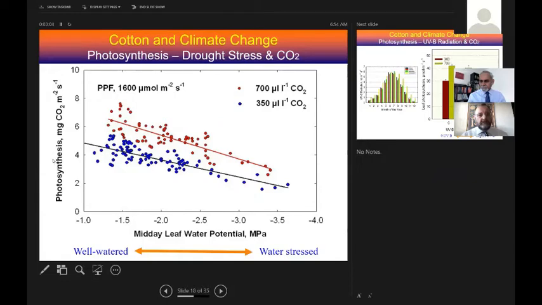And for photosynthesis, here we are looking at the cotton plant's photosynthetic response to drought conditions across a wide range of drought conditions. And the lines are parallel. Plants grown at elevated CO2 produce greater photosynthesis compared to plants grown at ambient CO2 conditions. Again, increasing the potential makes a lot more difference.